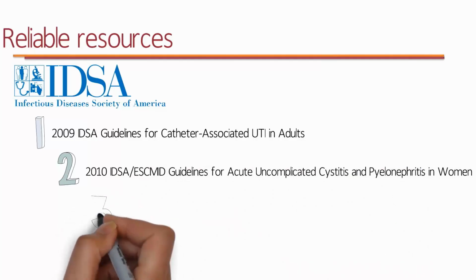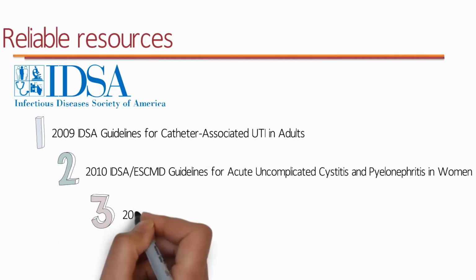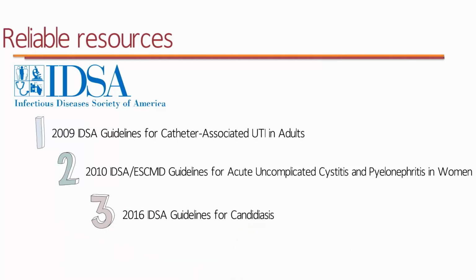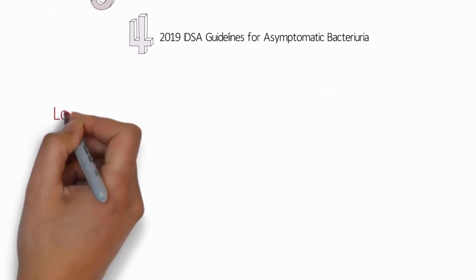The third one is the 2016 IDSA guidelines for candidiasis. This guideline includes recommendations for candiduria, which is the urinary infection caused by candida, which are fungal infections. You will learn about fungal infections on a different topic. And the last one is the 2019 IDSA guidelines for asymptomatic bacteriuria that were released just a few months ago.